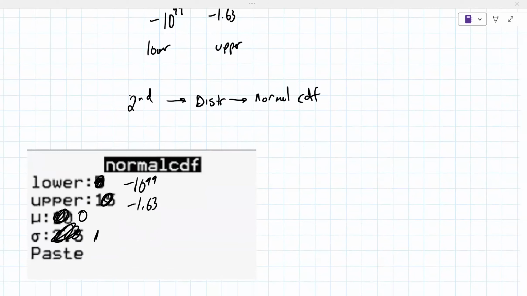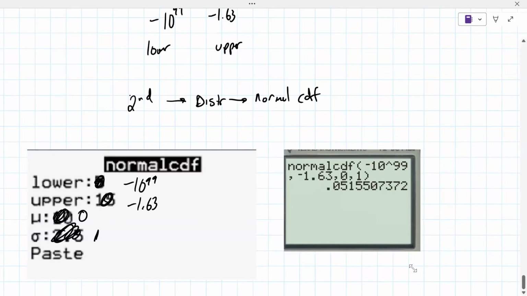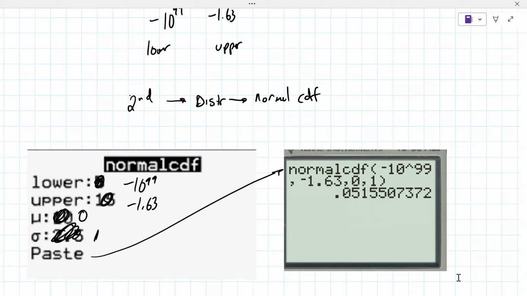Negative 10 to the 99, comma, minus 1.63. Okay, so I'm going to snip this in. So when you hit paste, it's going to paste basically what I have on my screen here. Paste will put that on your screen. And then our answer was 0.0516. You can see how it's the same. Now, I would recommend we not do any more until you have your calculator because it's really important that you go through the steps.